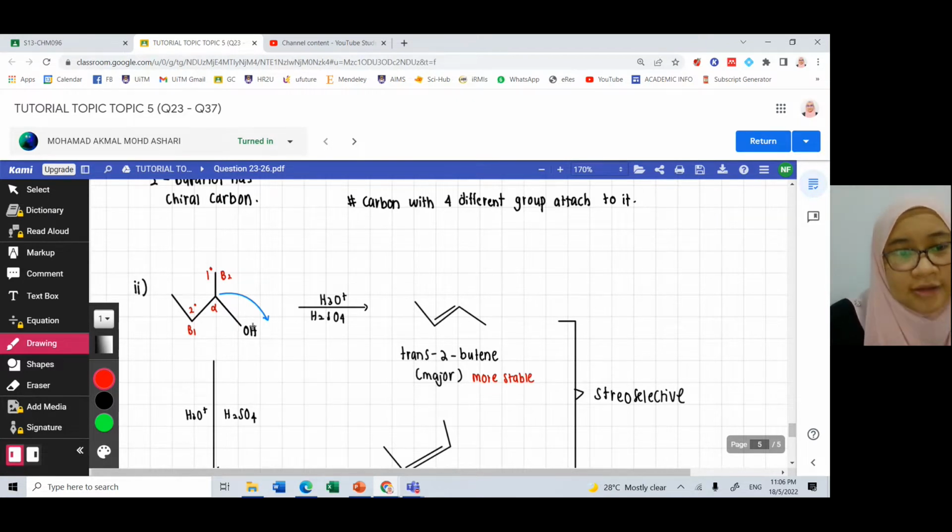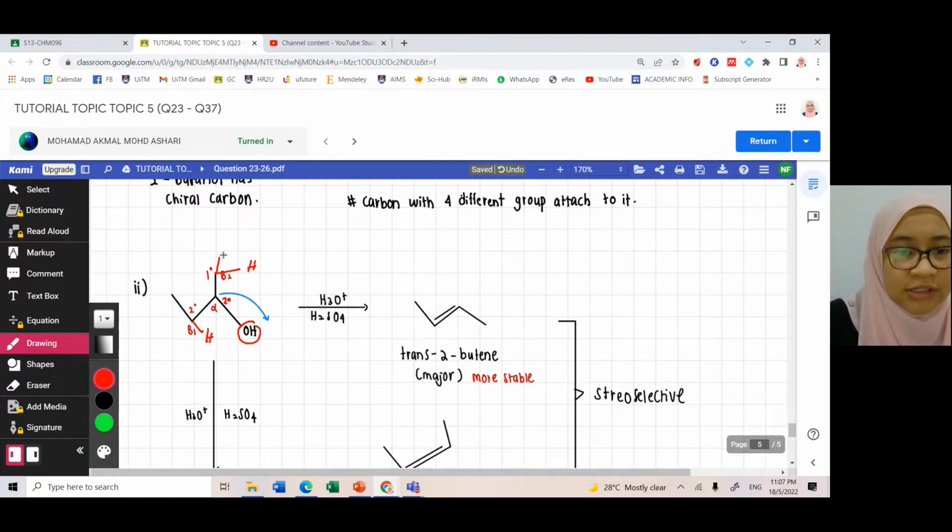Okay, alright, identify. So this is 2-butanol just now, right? So this is secondary alcohol. So this OH will be removed, and then the hydrogen will also be removed. So we have two options, guys, whether to remove the hydrogen from this carbon or from this carbon. Based on CHM, the hydrogen will be removed from the carbon that is more substituted, or the carbon that has less hydrogen.